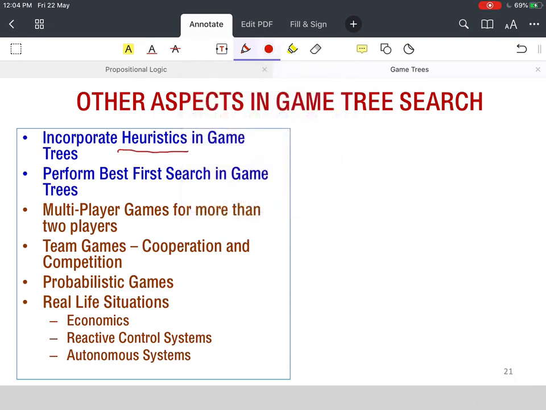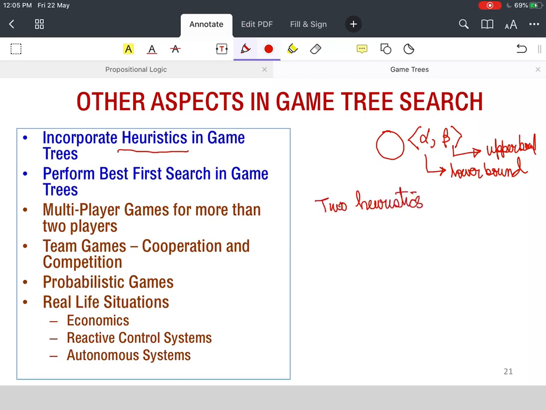Now coming to the other aspects. How do we incorporate heuristics? At every node we know that we have the tentative alpha and beta values. These alpha and beta values came up only from the children, but we know that one of them is an upper bound and one of them is a lower bound. So at every node we require two heuristics, and if we don't have them, we will put minus infinity and plus infinity. One is a lower bound and one is an upper bound. And once we have these heuristics in place, we can easily incorporate them into the alpha beta pruning algorithm.